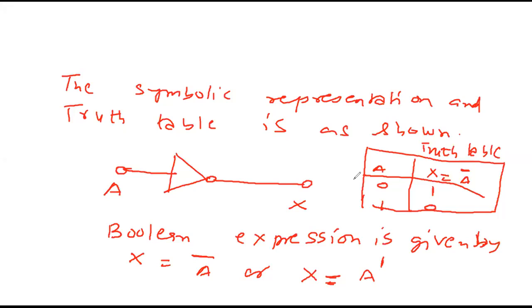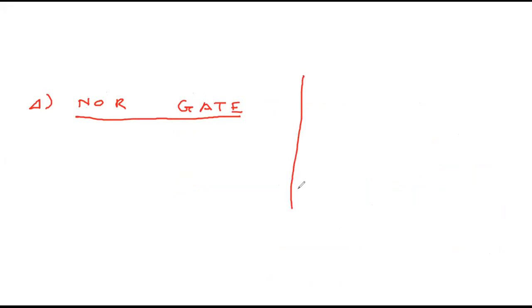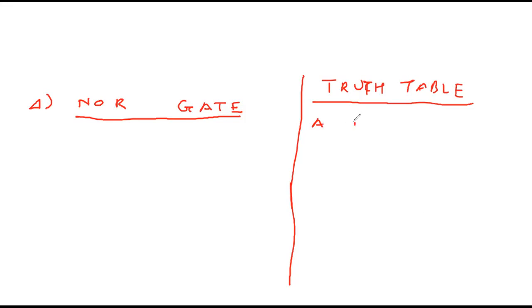So we studied OR gate, AND gate, NOT gate. NOT means just opposite. Fourth one, NOR gate. NOR means NOT OR, the opposite of it. First see its truth table to understand what a NOR gate is. It will give the complement of OR. A, B, A plus B, and X will be the complement of A plus B.